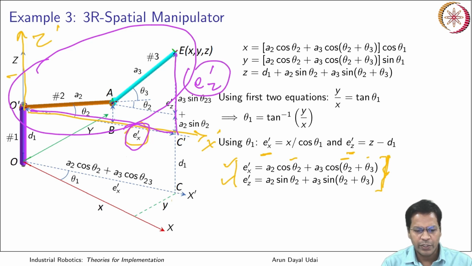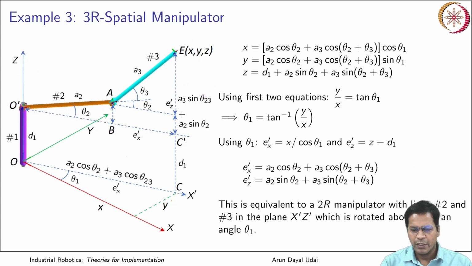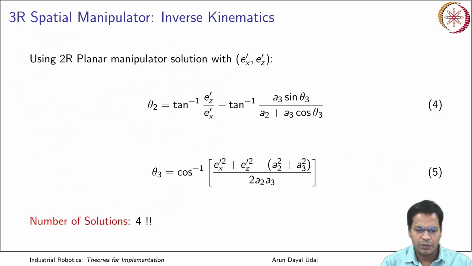So you can quickly find out theta 2 and theta 3 using your 2R subset solution. You have already solved this kind of equation earlier in the 2R system. So you can quickly make it like this. This will give you theta 2 and theta 3.